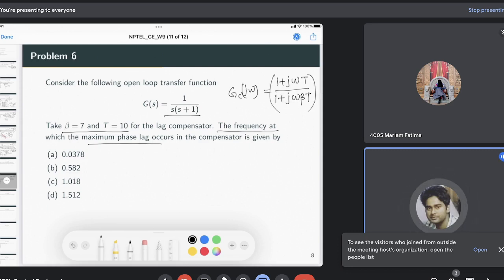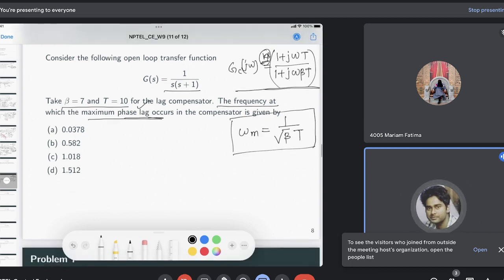We will have some gain K beta also, but we can ignore it because we only want to compute the phase angle. And we know that the frequency at which the maximum phase angle is contributed by this lag compensator is omega m, which is just 1 by the square root of beta T. You can see this from the lecture video. So how do we compute this? The procedure is very simple.